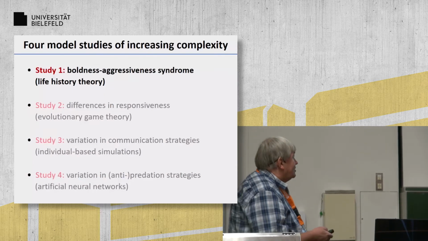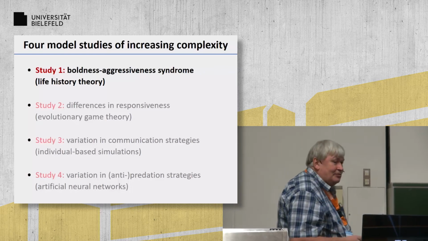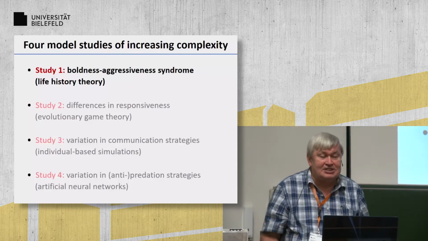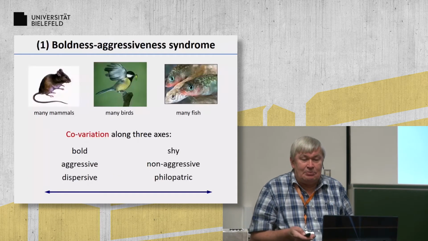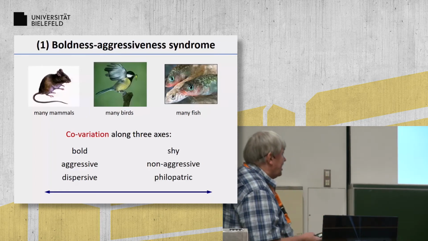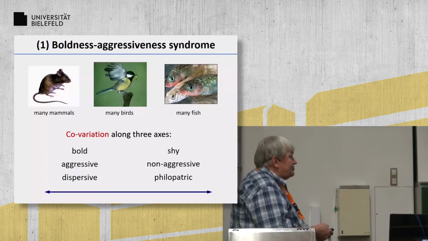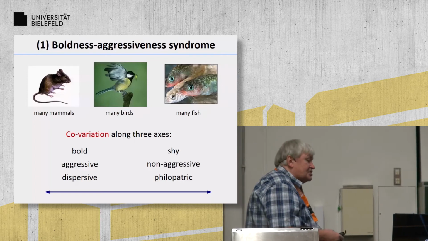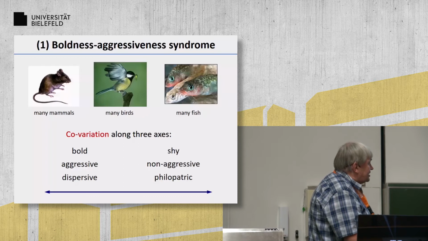Well, the first step that I would like to do is to focus on the so-called boldness-aggressiveness syndrome, and I will try to convince you that very simple principles from life history theory can be used to explain this syndrome. Now, what is this syndrome? A syndrome is always a co-variation of different kinds of behaviors. What we see in many mammals, many birds, many fish, in general many organisms, is that individuals often differ in what is called boldness versus shyness. This means the kind of behavior in novel circumstances and in novel environments.